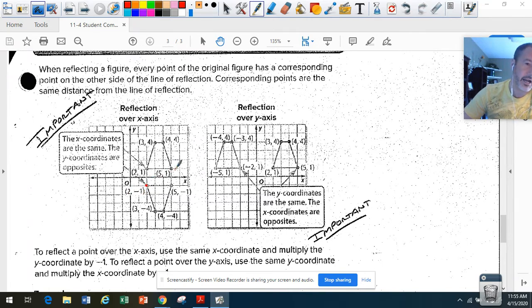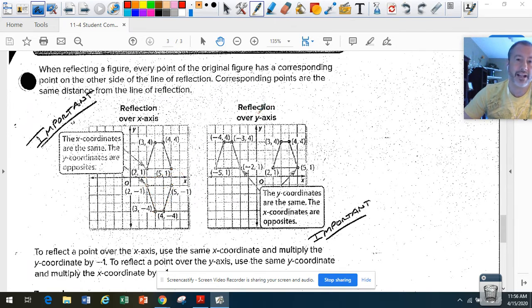The same thing applies for this point here at 5, 1. The x remains the same, still at 5. The 1 becomes a negative. So our new ordered pair is 5, negative 1. Connect all of your points here, and it has been reflected across the line of reflection, which is our x-axis right here. Okay, let's look over here at this one.